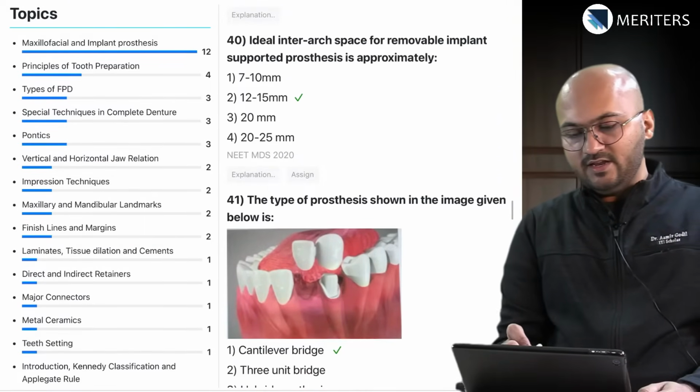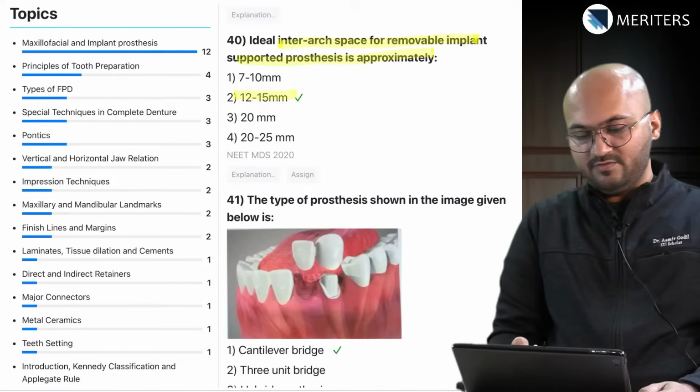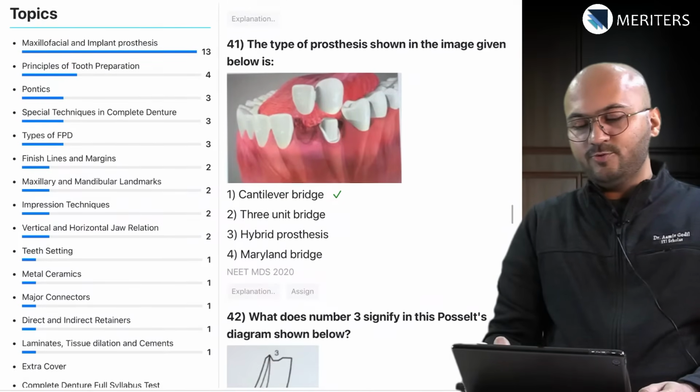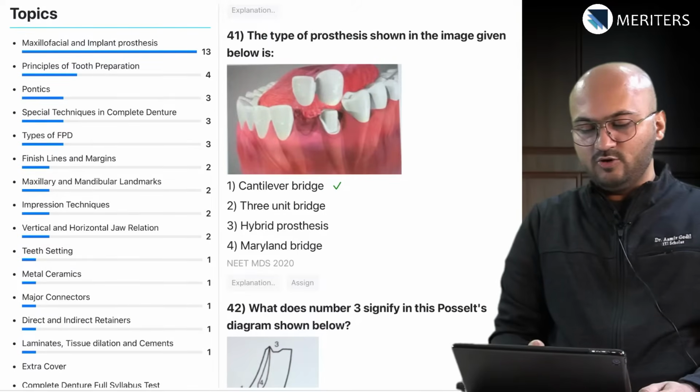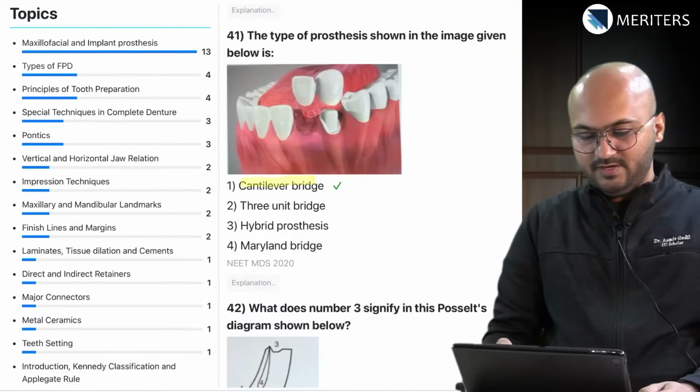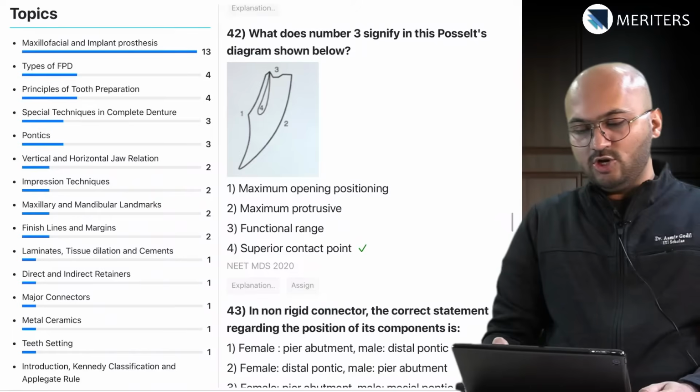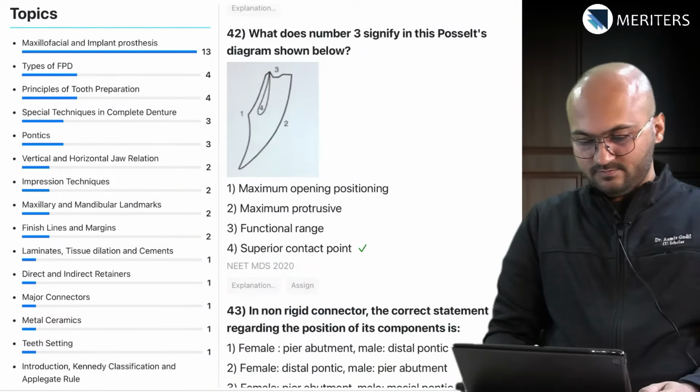Next question. Ideal interarch space for removable implant prosthesis is approximately 12 to 15 millimeters. The type of prosthesis shown in the image given below is cantilever bridge, types of FPD. A question on mandibular movements. Important.